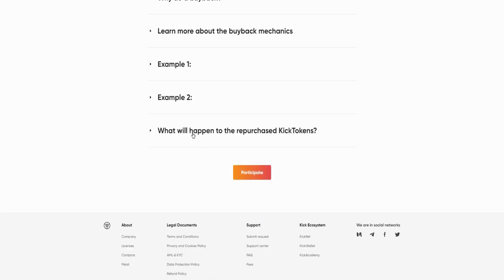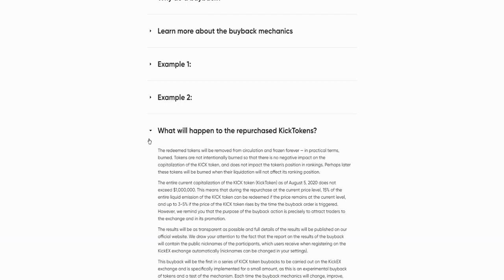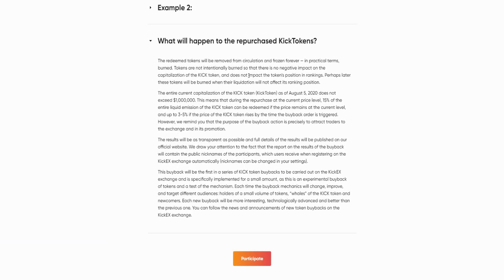And here you have what will happen to the repurchased kick tokens. The redeemed tokens will be removed from circulating and frozen forever. In practical terms, burned. Tokens are not intentionally burned so that there is no negative impact on the capitalization of the kick token and doesn't impact the token's position in rankings. Perhaps later these tokens will be burned when their liquidation will not affect its ranking position.